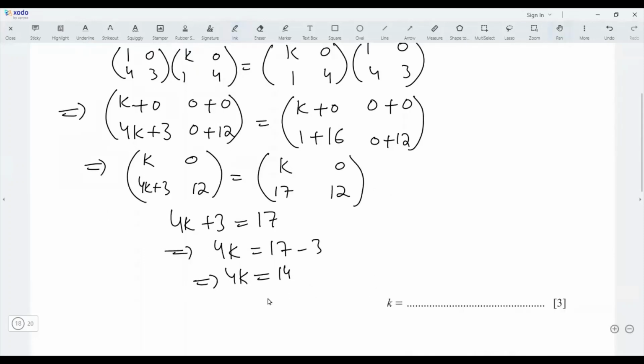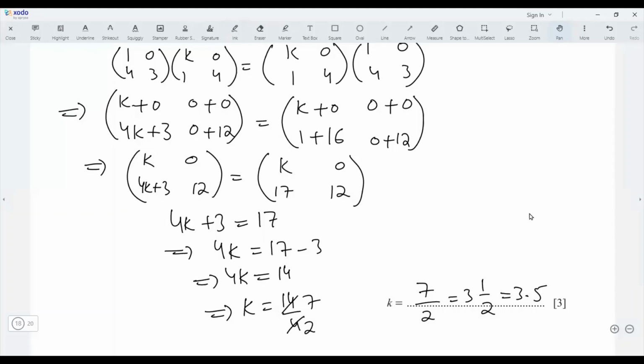So 14 by 4 is written here. Now cut down, simplify them to 2 times 7 by 2 times 2, which is 7 by 2, or we can say 3 whole 1 over 2, or we can say 3.5. All of these are the correct answers. So I hope you understand. If you have any problems in matrices, do let me know. I will be sharing videos in depth about matrices.